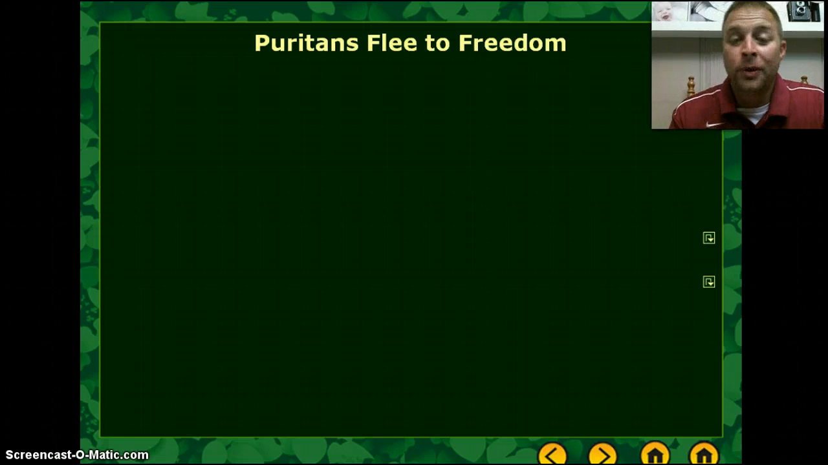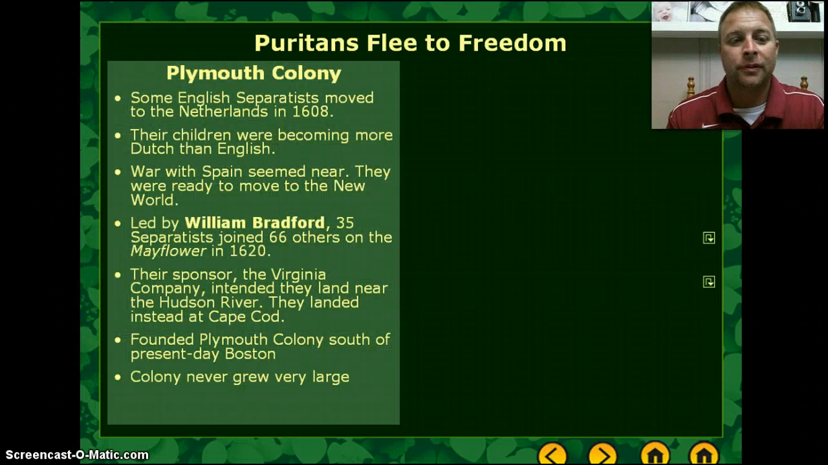So the people we know as the Pilgrims today come from this group of separatists. They had left to go to the Netherlands because it was a place of religious tolerance. However, over the years they noticed their children were becoming more Dutch than English. War with Spain seemed near, which was going to influence the Dutch Netherlands, so they decided to move to the New World. William Bradford was the leader, and he and 35 separatists joined 66 other people who they called strangers on the Mayflower. So less than half of the Mayflower is actually made up of what we call pilgrims today.